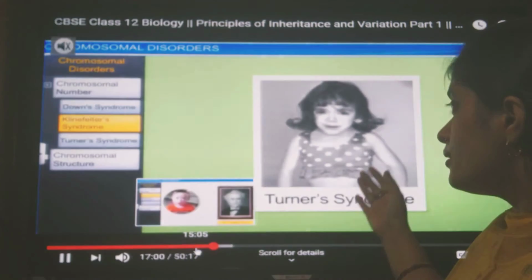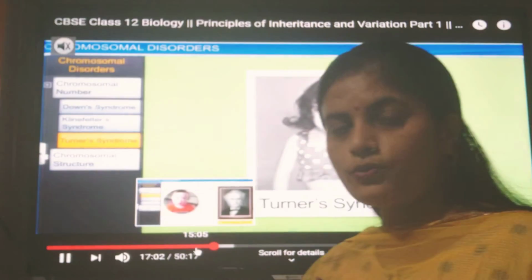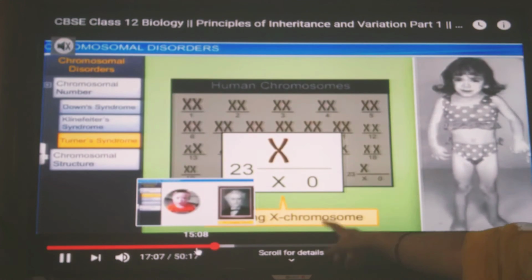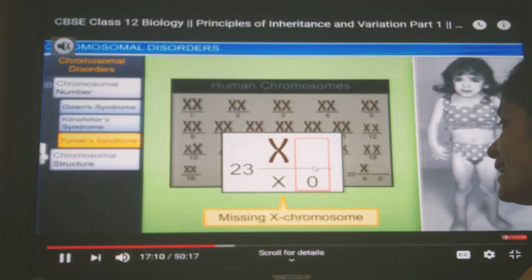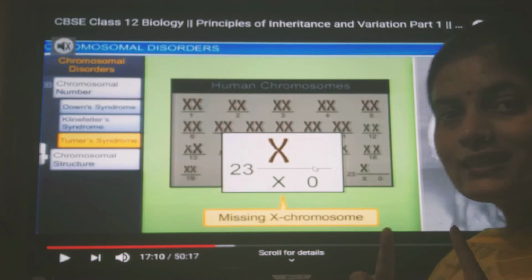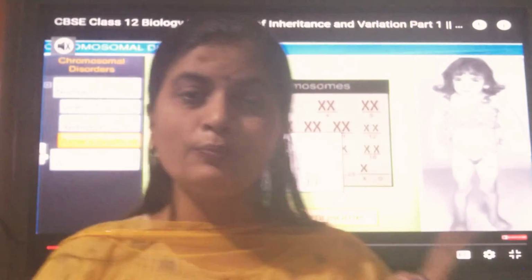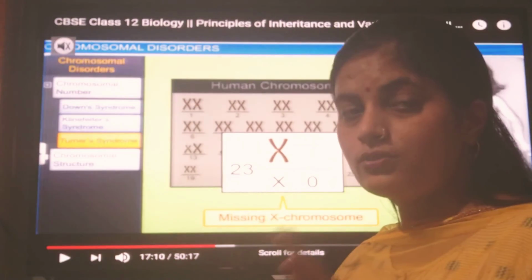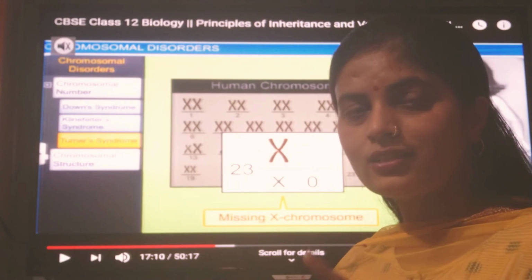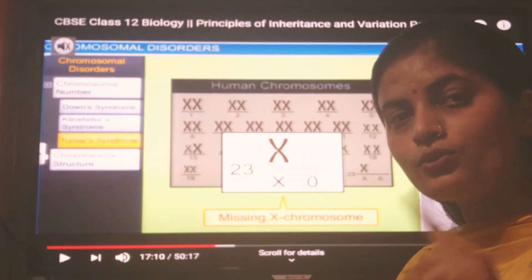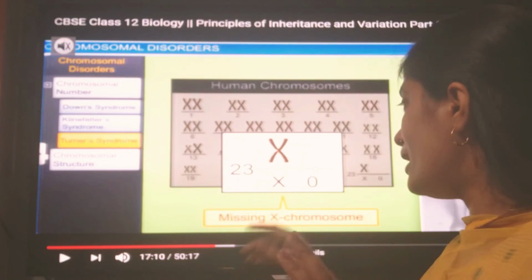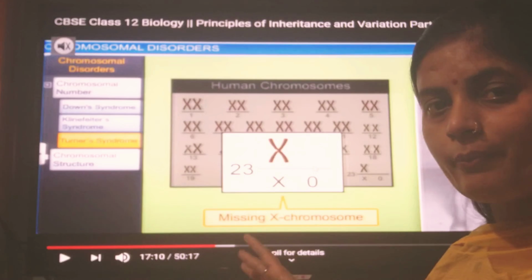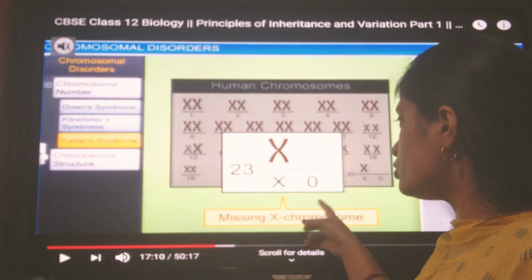Third one is Turner's syndrome. What happens in case of Turner syndrome? You can see here that there is a missing X chromosome. Only a single X is there, and the other X chromosome of the pair is missing here at the 23rd number. That means a total of 23 pairs are there, but the 23rd chromosome is not going to have its pair. So that is the 2n minus 1. That formula is going to apply here. So a missing X chromosome is there.